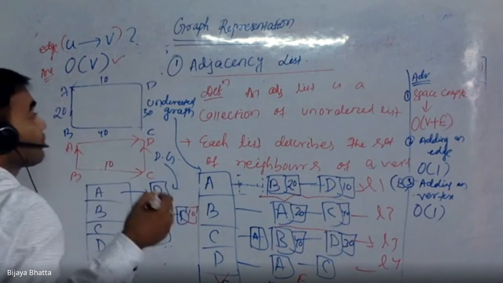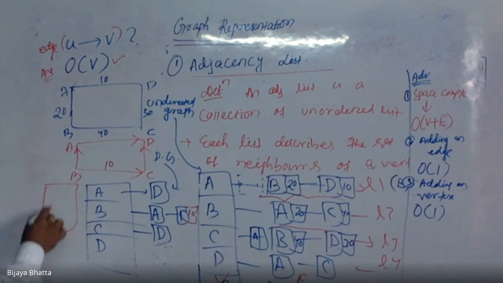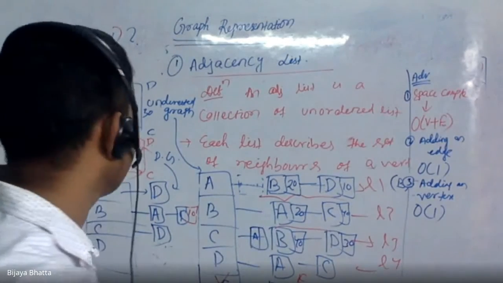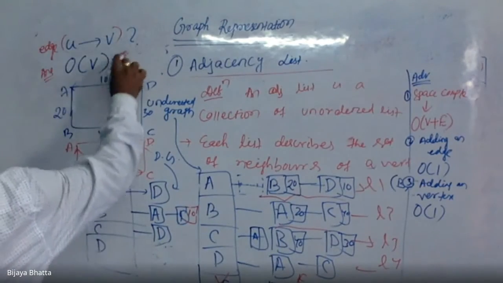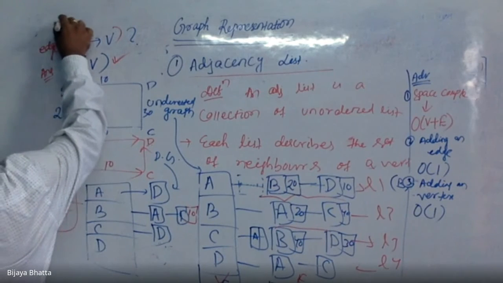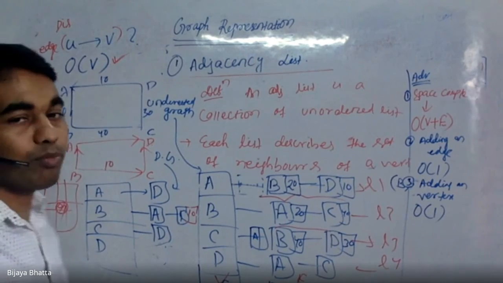But in case of the matrix, you don't need to do that. You will simply go to that particular row and column and see whether it contains 0 or 1. If it contains 0, then there is no edge. If it contains 1, then there is an edge. So this is one of the drawbacks, the disadvantage number one. Second, there is one more disadvantage.